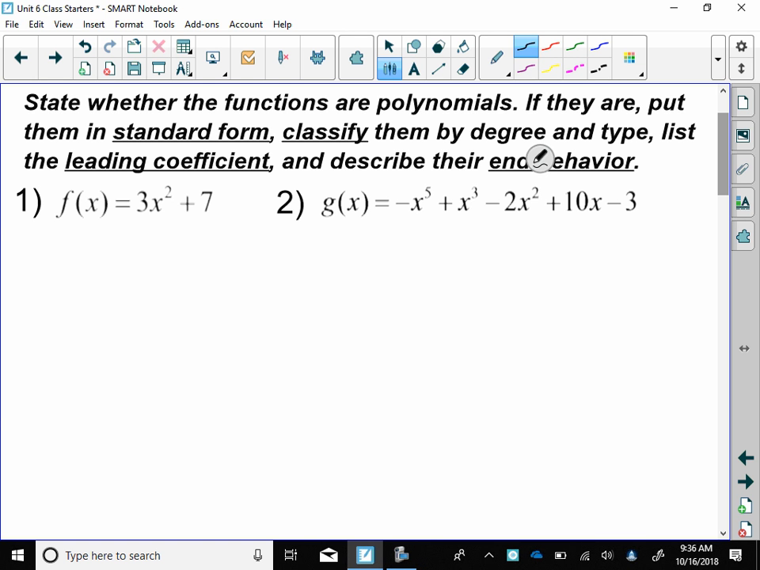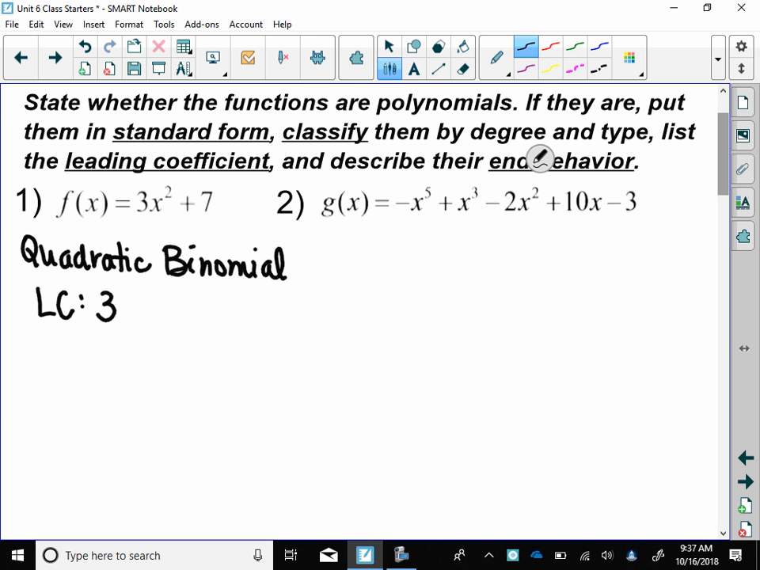So then if we're going to classify it, we're going to classify it by its degree, which is its biggest exponent. And that biggest exponent is 2, so what does that mean? Quadratic. And then how many terms does it have? 2. So that means it's also a binomial. Good. So it's a quadratic binomial. What's the leading coefficient? 3.